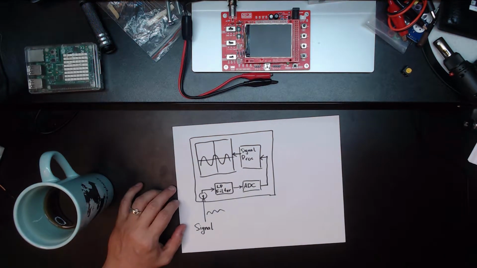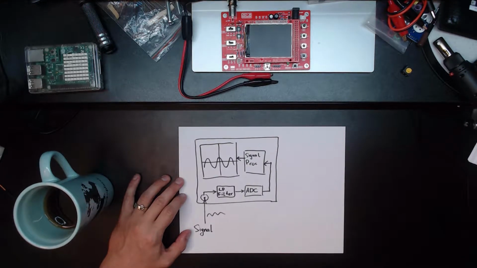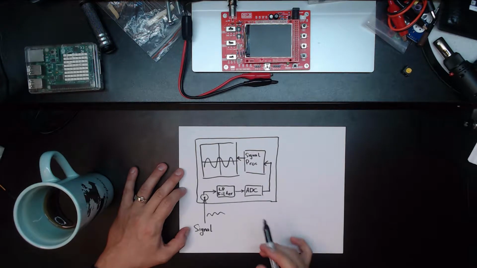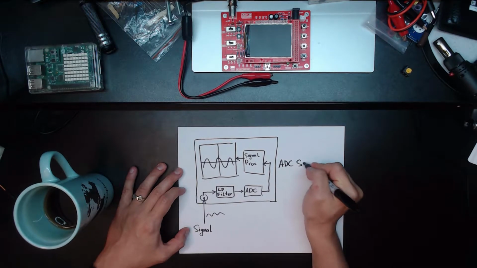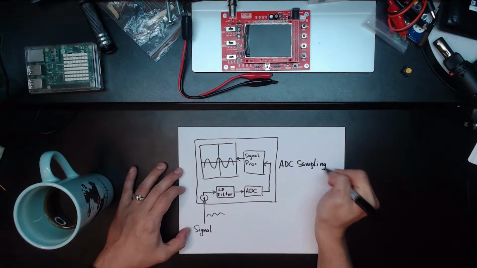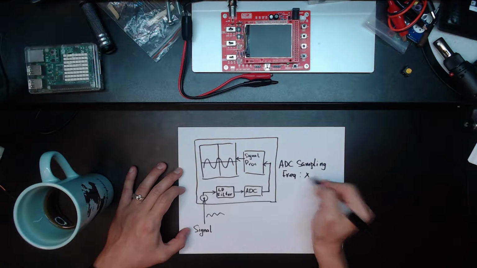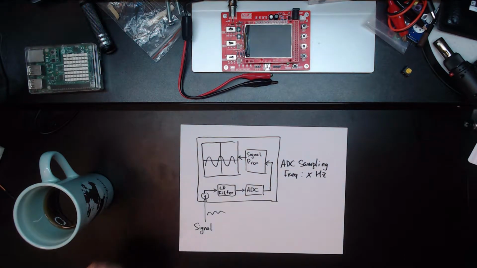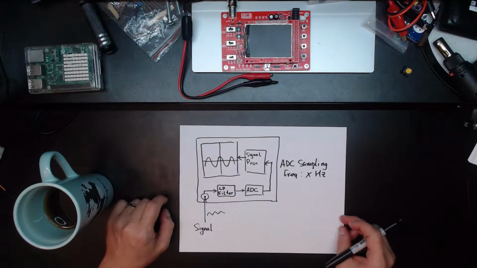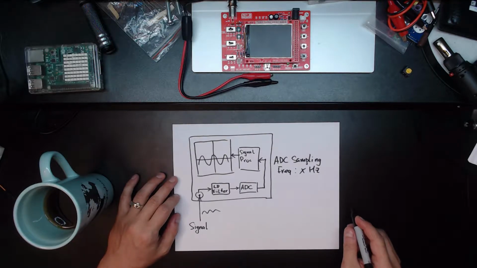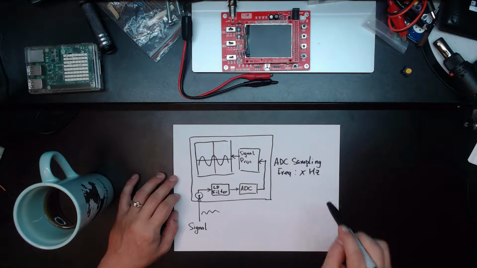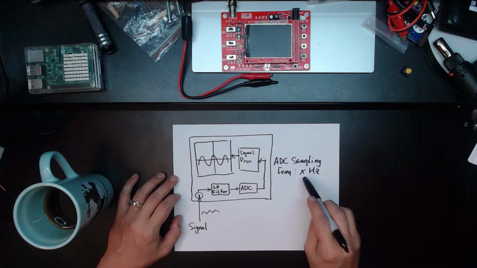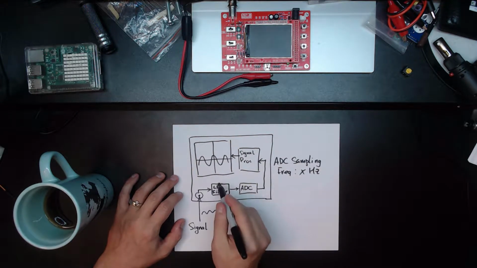Okay, now an important thing is that every ADC has a specific sampling frequency. So let's suppose that our ADC sampling frequency is X hertz. Now, there is an important signal processing theorem which says that, basically, to be able to correctly restore the signal based on the number of samples, the signal frequency must not exceed half of this ADC sampling frequency. And this is why we have this low-pass filter here.